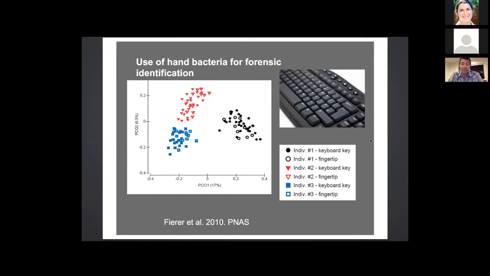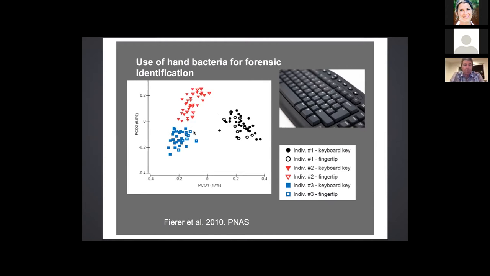So what I'm showing here is a study where we took three individuals, a blue individual, a red individual, and a black individual, shown by these three different colors here. And we sampled each finger on their hand, so 10 samples from their hands. And we also sampled many of the keys on their keyboard. And this is a keyboard that hadn't been used for 24 hours, and it was just used by one person. So we had keyboards from the red-colored person here, keyboards from the blue, and so on.